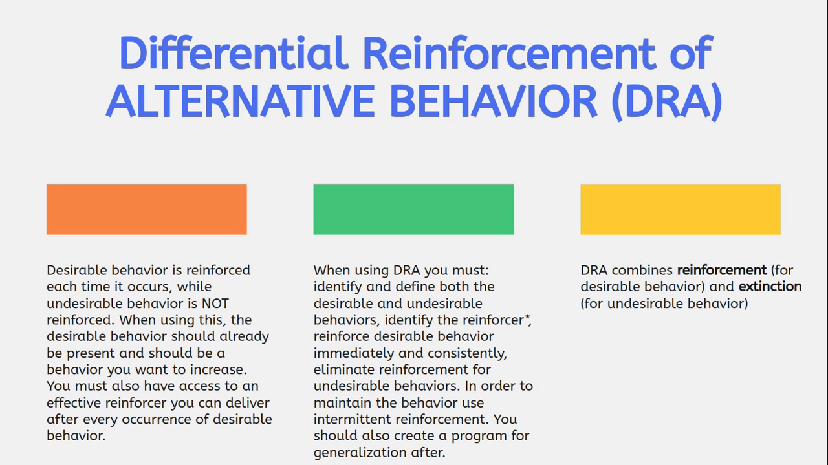When using the DRA procedures, you must identify and define both the desirable and undesirable behaviors, identify the reinforcer, which I will explain in more detail later, reinforce desirable behavior immediately and consistently, and eliminate the reinforcement for the undesirable behaviors. In order to maintain this behavior, you must use intermittent reinforcement. You should also create a plan to generalize this behavior after. An important thing to note is that DRA combines reinforcement for the desirable behavior and extinction for the undesirable behavior. Both of these concepts are coming into play in DRA.